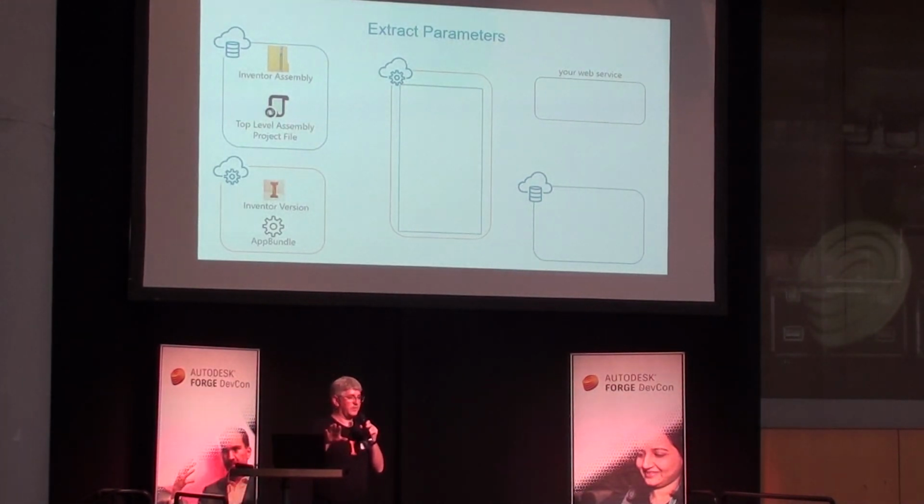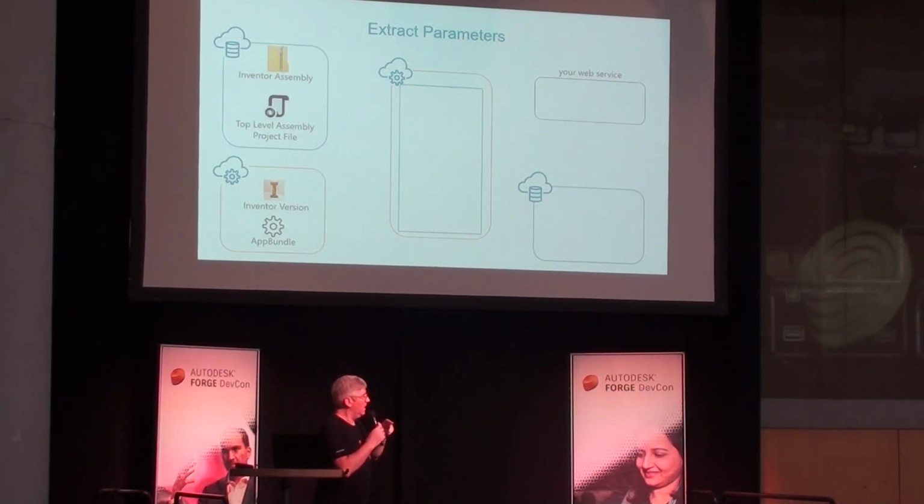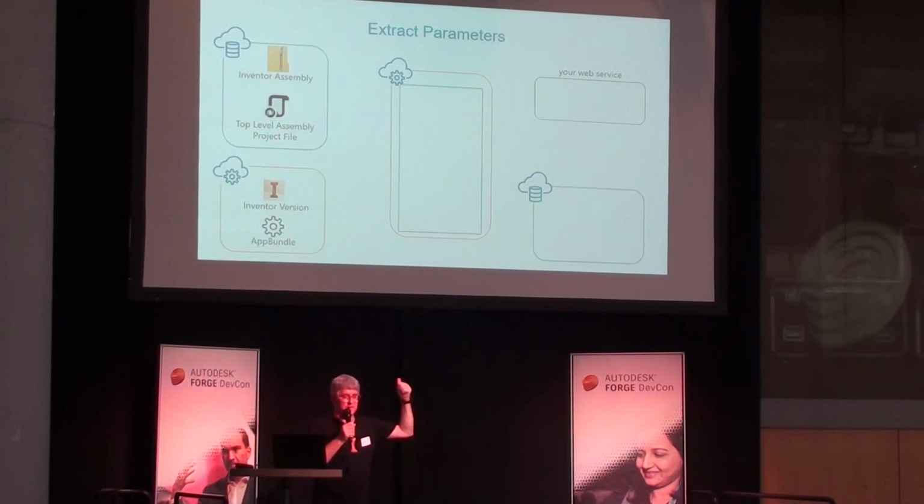So let's walk through the extract parameters workflow here in a little more detail and see if that both helps answer your question and maybe shed a little more light on what's actually going on behind the scenes here. So right now, I'm using Forge Data Management to store the initial Inventor assembly, which has the initial assembly, the iLogic rules, the drawing template, all the content. It's all in that zip file.